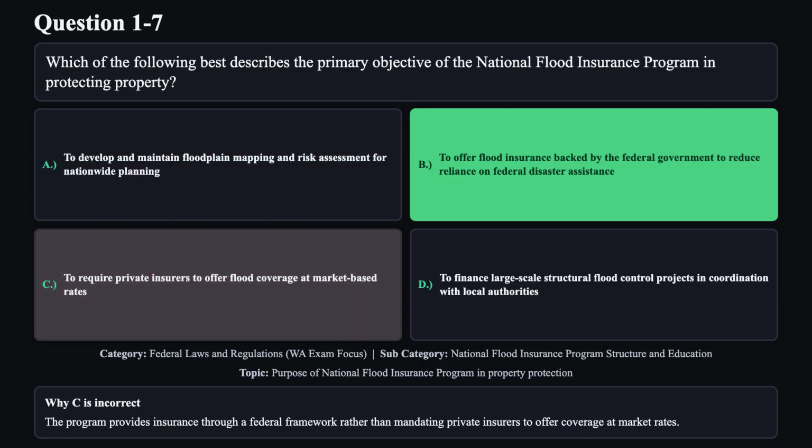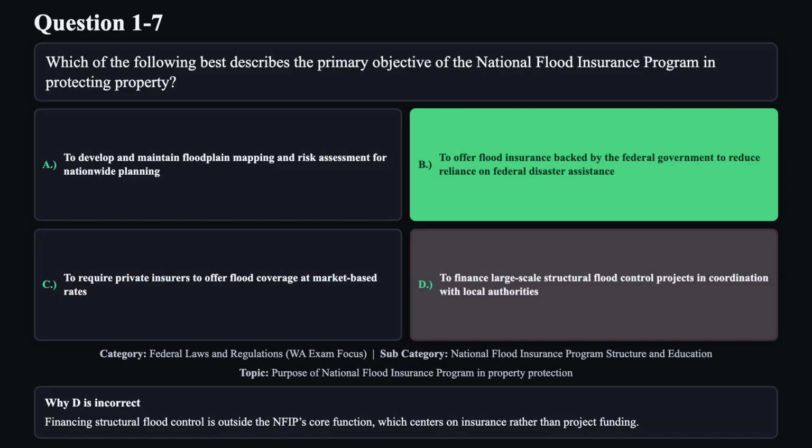Reason C is not correct. The program provides insurance through a federal framework rather than mandating private insurers to offer coverage at market rates. Reason D is not correct. Financing structural flood control is outside the NFIP's core function, which centers on insurance rather than project funding.